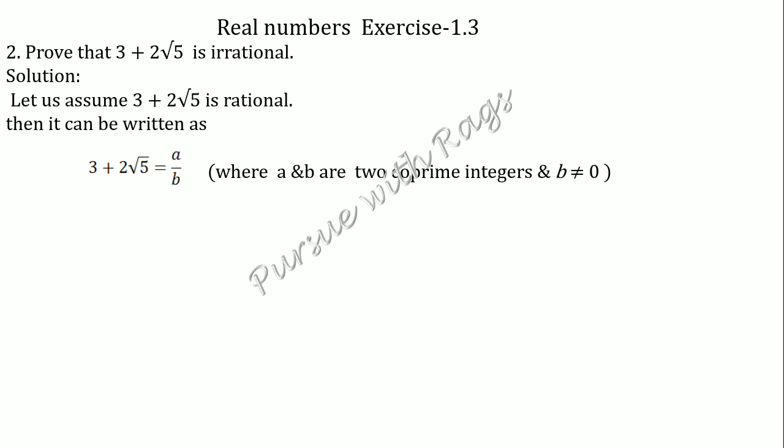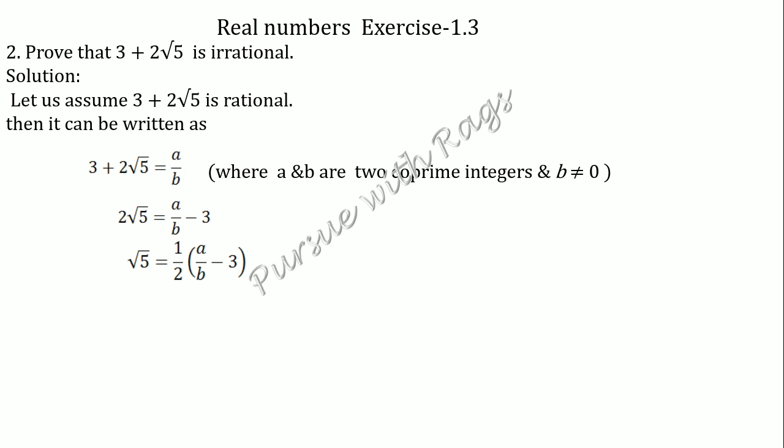Now, just keep the root value on one side and bring the remaining terms to the other side. So first, on bringing the 3 to the LHS, we will get 2 root 5 is equal to a by b minus 3. Now, bring the 2 to the RHS. So, root 5 is equal to 1 by 2 into a by b minus 3.